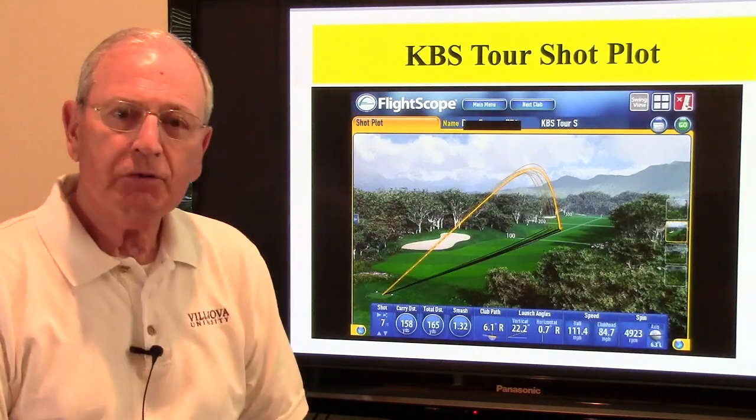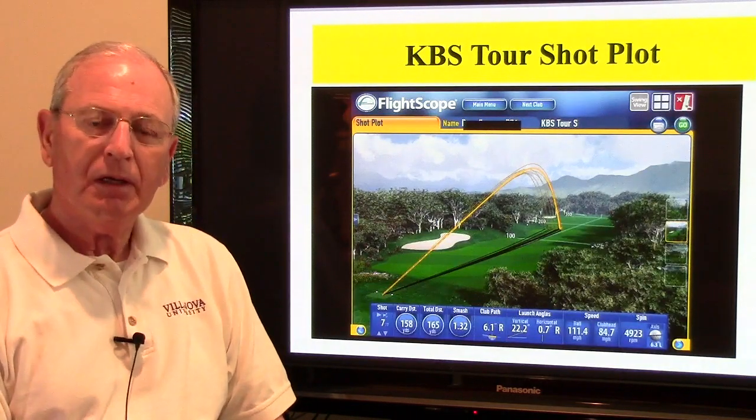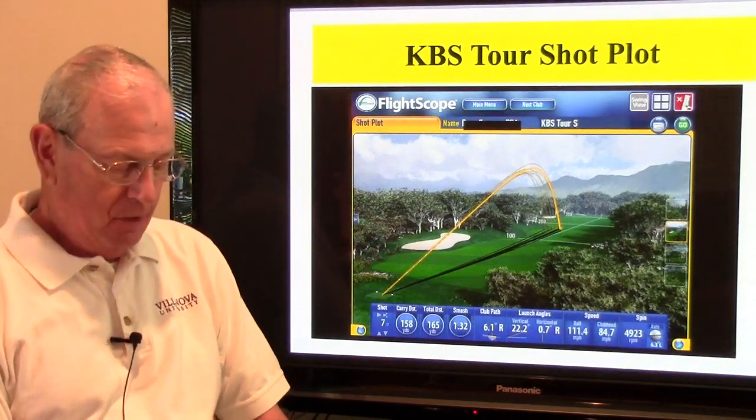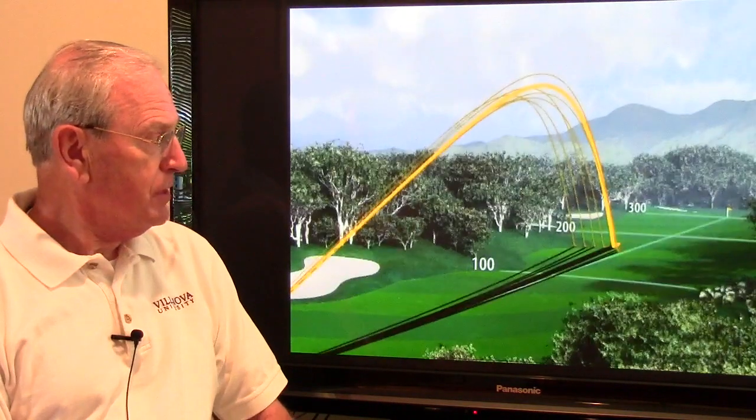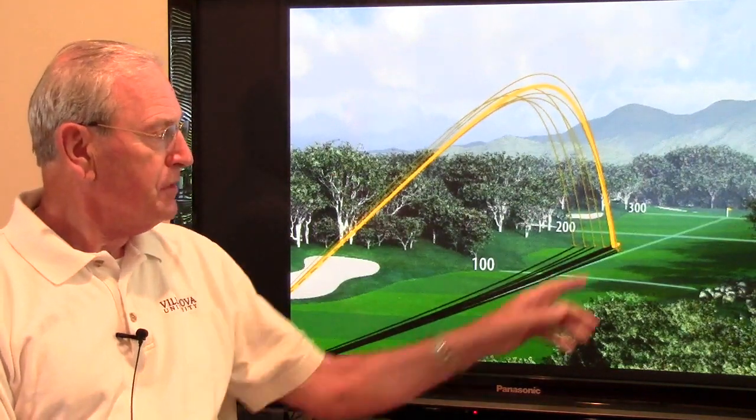The first illustration I have here is the shot plot from the KBS Tour shaft, and I'll just blow this up a little bit so you can see the landing information of the ball down here. As you can see, it's dispersed a little bit to the left. This is an issue, I believe, mainly with the swing path and face angle, but there is some influence of the shaft and inconsistency for each particular shot.